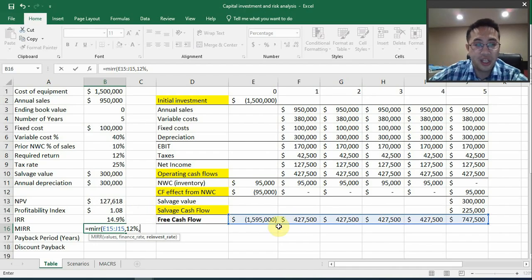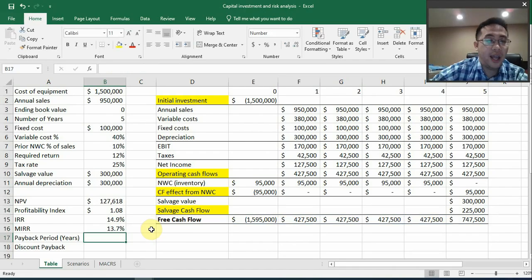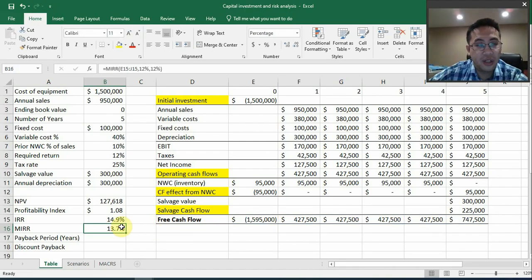A more realistic reinvestment rate would just be the required return. You borrow the money and pay 12%. If you make some money and deposit the money and save the money, you also get 12%. So the 12% reinvestment rate is consistent with the market rate, and that is the reinvestment rate we use here. Okay, hit enter. And you can see because the reinvestment rate is lowered from 15% to 12%, the modified IRR is also lowered.